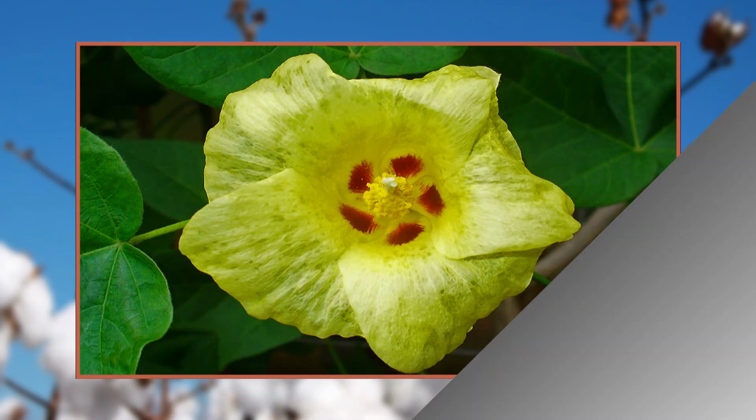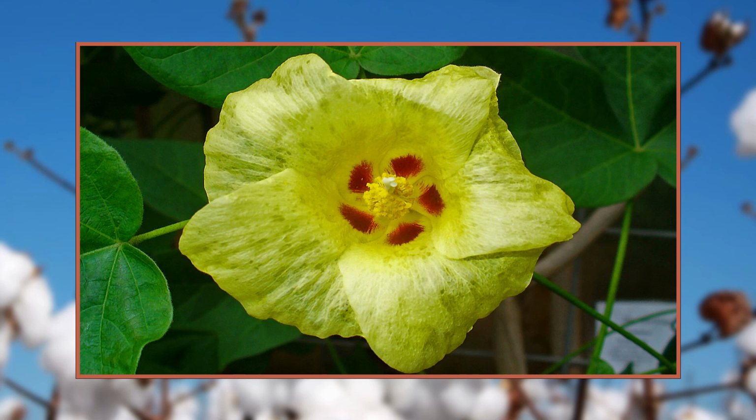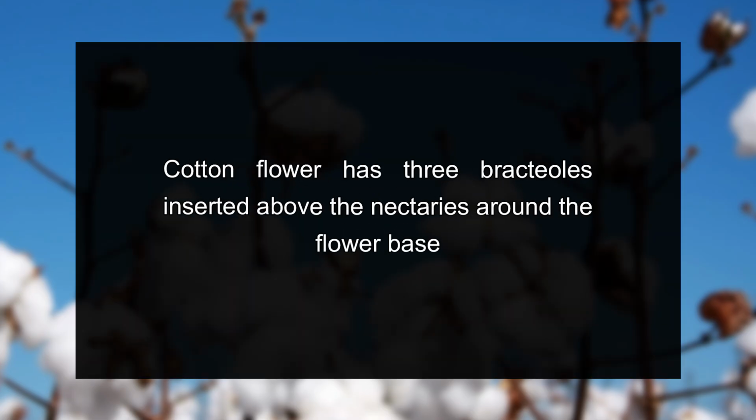The cotton bloom is a perfect flower. It has both male parts, with pollen-producing stamens, each with a double-lobed anther, and female parts constituting stigma, style, and ovary in the same flower. The cotton flower has 3 bracteoles inserted above the nectaries around the flower base.